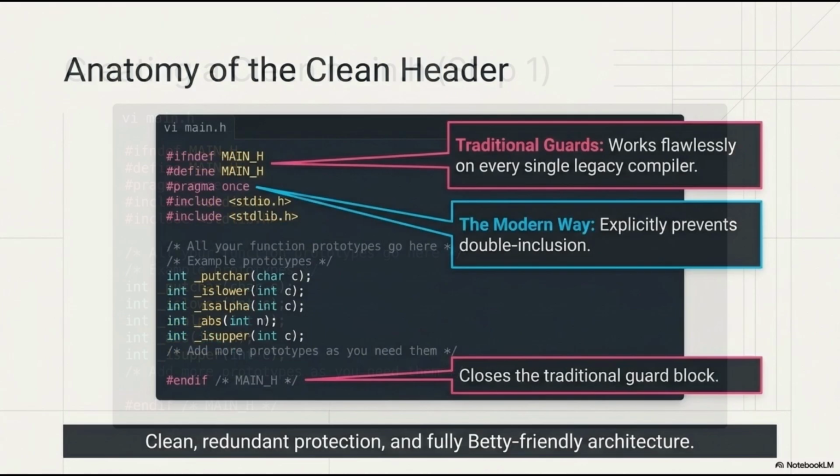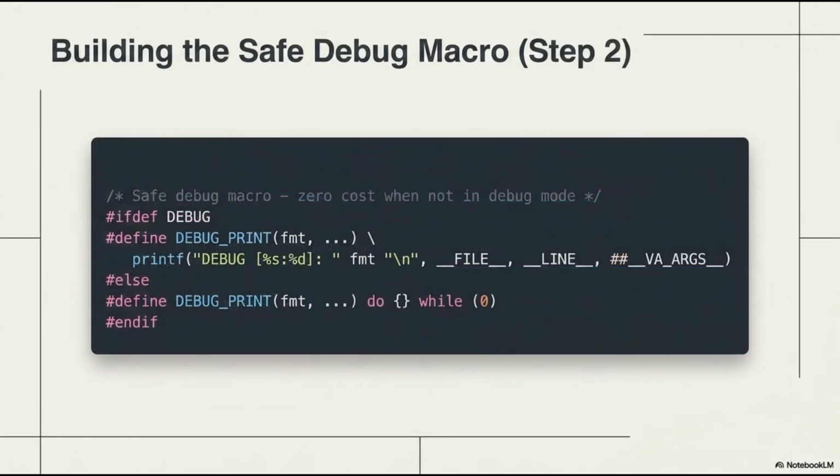Now, what's really interesting here is the redundancy. You might be asking, why do we have an #ifndef block and a #pragma once? Because, well, this is the ultimate bulletproof architecture. The #ifndef block is your traditional guard. It works flawlessly on literally every single legacy compiler out there. On the other hand, #pragma once is the modern way to explicitly prevent double inclusion, and it actually compiles slightly faster. Using both gives you clean, redundant protection and builds a fully Betty-friendly architecture that is never going to fail you.